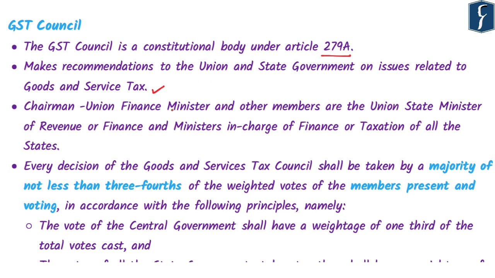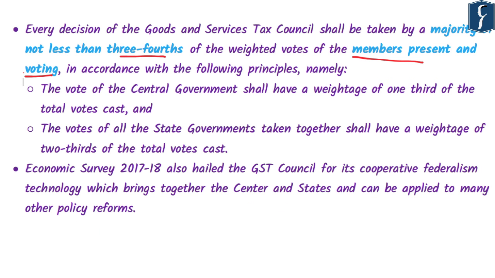Who is the chairman? The Union Finance Minister is the chairman of the council. The Union Minister of State for Revenue or Finance, and the finance ministers of the state governments, they are the members of the council. Every decision in the council is taken by majority vote, and the majority of not less than 3/4 of members present and voting. You have to remember this. You also have to remember that the vote share of the central government is 1/3 and the vote share of the state governments in the council is 2/3.